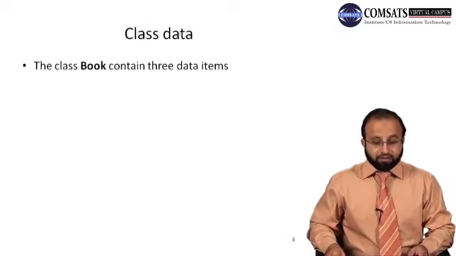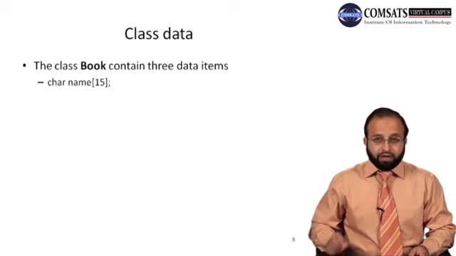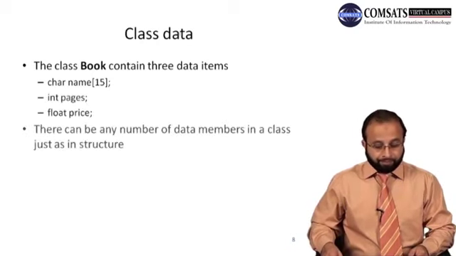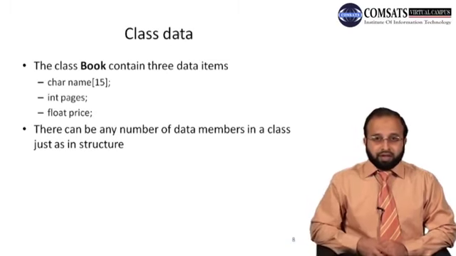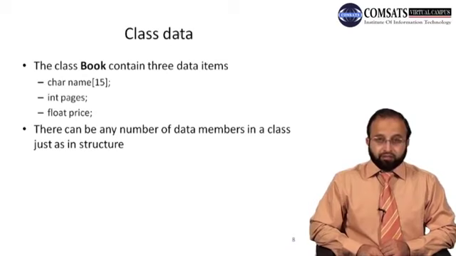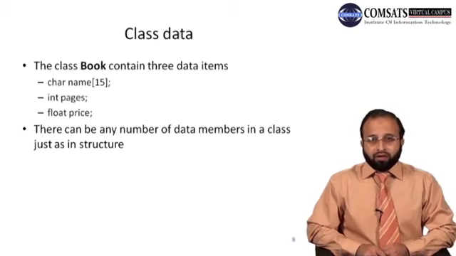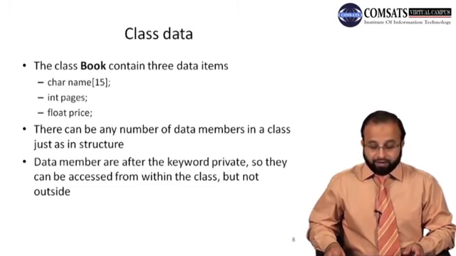The class book contains 3 data elements: the name, that is character name 15, so the size of the name is 15. We can have a string object over here as well. Integer pages and float price. There can be any number of data members in a class, just as in a structure. So in a structure definition you can write as many data members as you can. Here is the same case, but if you follow pure object oriented programming, you have to keep the data members private. So data members are after the keyword private, so they can be accessed from within the class but not outside.